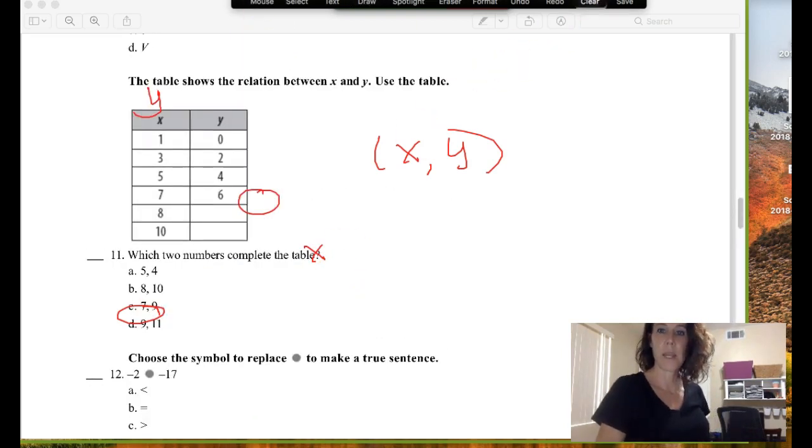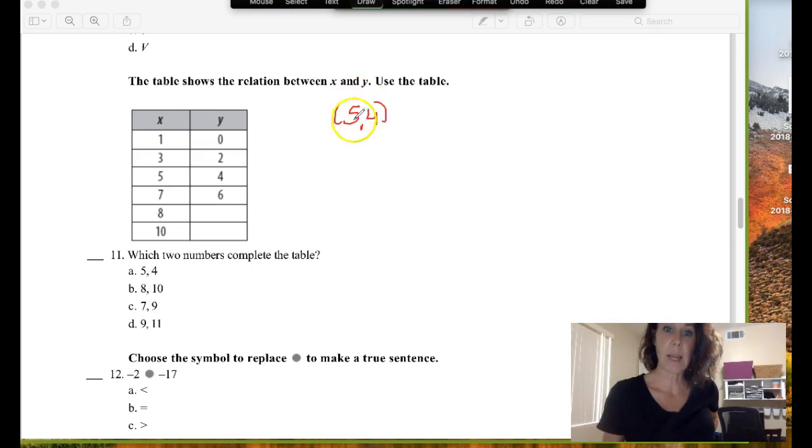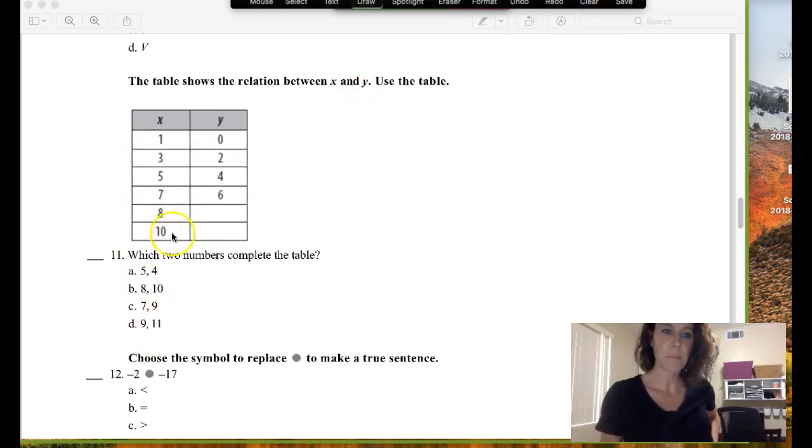All right, the table. The table shows the relation between X and Y. Here are my X values, here are my Y values. Use the table. Which two numbers complete the table? So here are two numbers. They're not an ordered pair. If they were an ordered pair, it would look something like 5, 4, which would mean X, Y, but they're not. They're just two numbers. Which two numbers complete the table? So I'm looking for two Y values here.